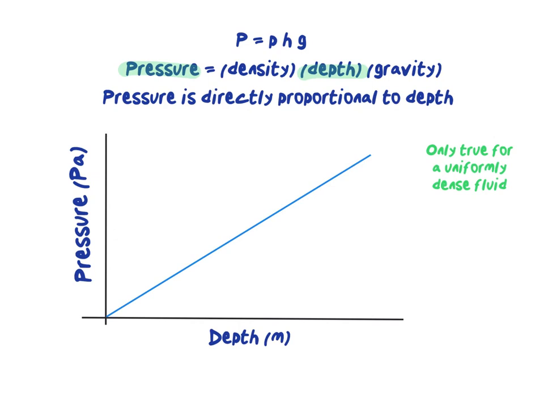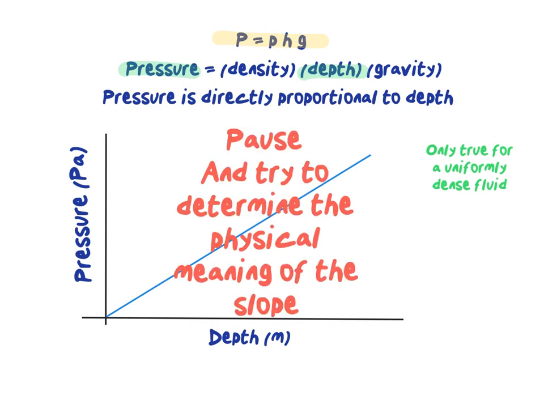Looking at the equation we just derived and the shape of this graph, what do you think the physical meaning of the slope is? Pause the video for a few seconds and try to figure that out for yourself.